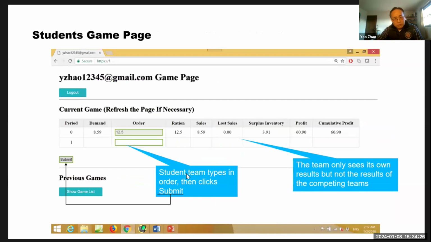Now, we just showed the instructor's game page. Now is the student game page. Students can see their orders and input their orders. They can see their own demand, not other people's demand, and their own sales, inventory, profits, and so on. The students with the highest cumulative profit in 6 rounds will win the competition.